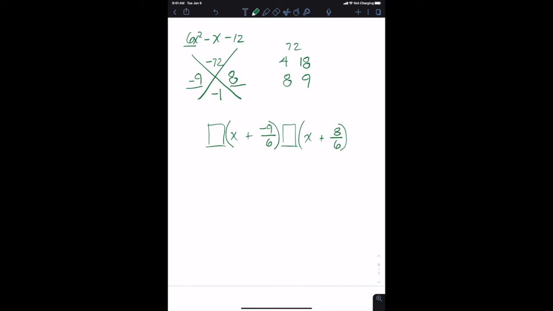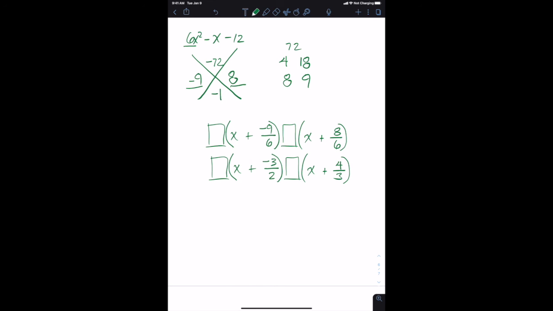The next step is to reduce those two fractions. So both of those can be reduced, and so we're just going to copy them down and then pull out what we can to reduce them. So negative 9 over 6, there's a 3 in the top and a 3 in the bottom, so when we pull that out, I end up with negative 3 over 2. And 8 and 6 have 2 in common, so 2 out of 8 gives me 4, and 2 out of 6 gives me 3.